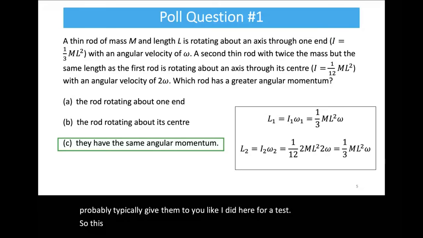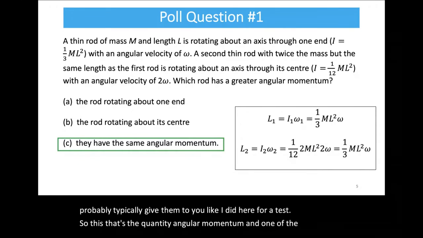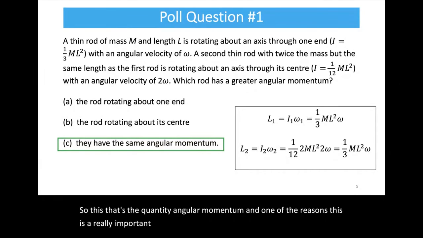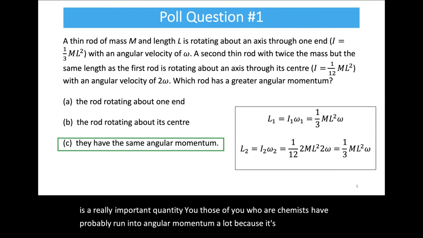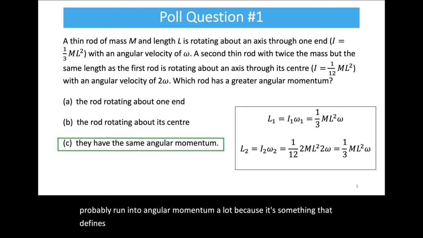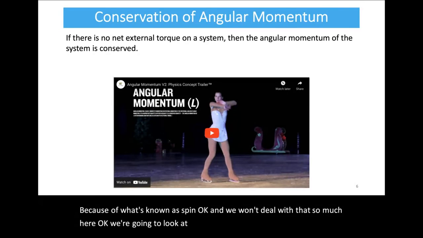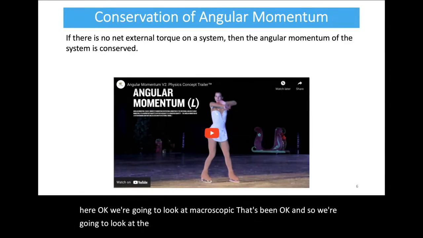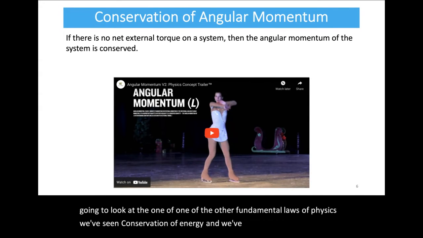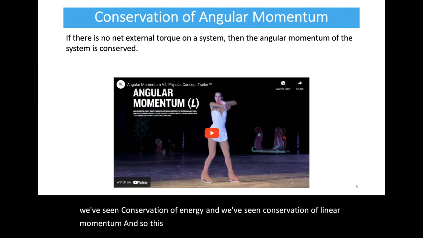So that's the quantity angular momentum. One of the reasons this is a really important quantity, those of you who are chemists have probably run into angular momentum a lot because it defines electron orbitals in atoms because of what's known as spin. We won't deal with that so much here. We're going to look at macroscopic objects that spin, and at one of the other fundamental laws of physics. We've seen conservation of energy, we've seen conservation of linear momentum, and so this is conservation of angular momentum.